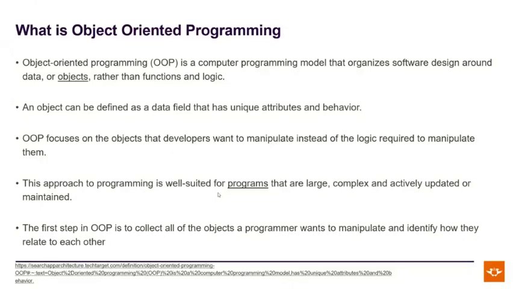So OOP focuses on objects that developers want to manipulate. We want to be able to pass the objects around in the code and use them to manipulate rather than the logic. It's a very solid way of programming. The approach is very good for large, complex systems that need to be updated and maintained. OOP is a very common way of programming because you can define most things as an object. This allows you to function correctly and work correctly in the environment. So instead of passing around subsections of code, you pass around objects.